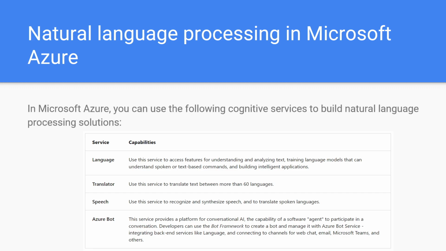In Microsoft Azure, you can use the following cognitive services to build NLP solutions. The service is language. This service is used to access features for understanding and analyzing text, training language models that can understand spoken or text-based commands, and building intelligent applications. We have translators.